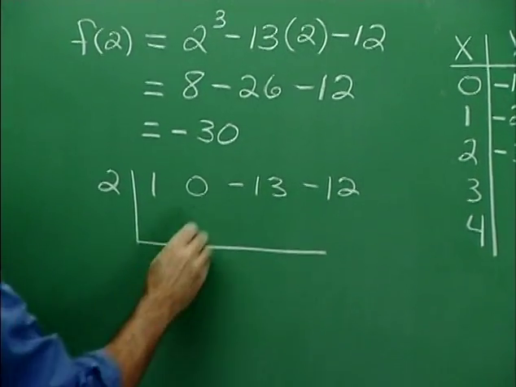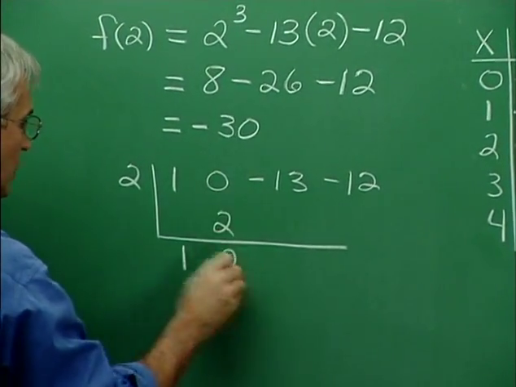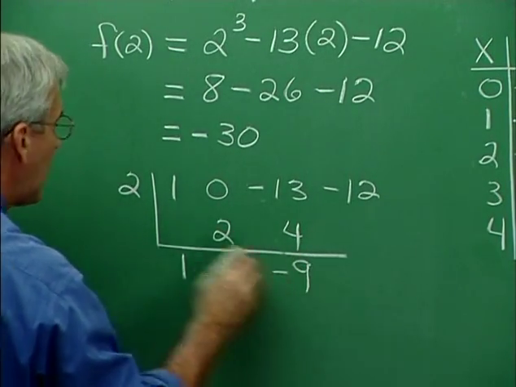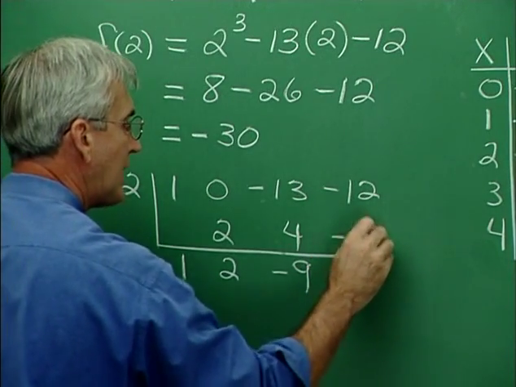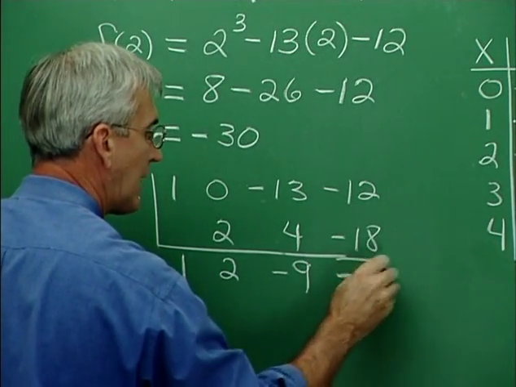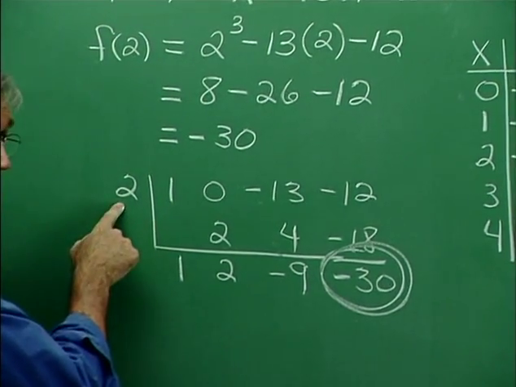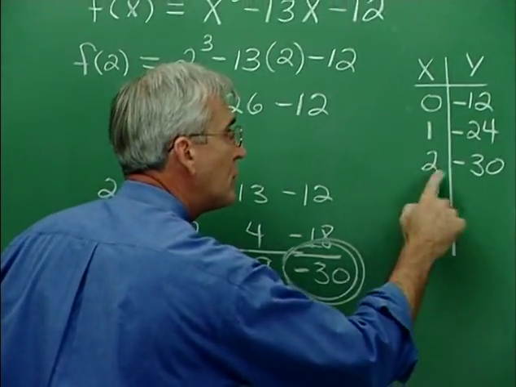Bring down the 1, 2 times 1, 2. Together here, 2, 2 times 2, 4. Together here, negative 13 with 4 is negative 9, 2 times negative 9, negative 18. Together, negative 30. Negative 30 turns out to be f of 2. So f of 2, negative 30.